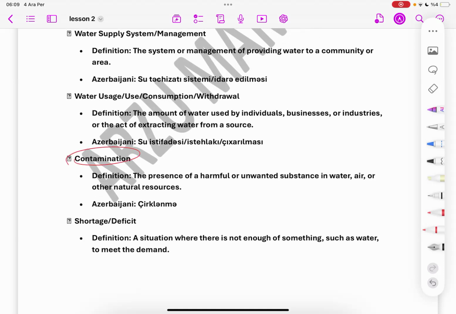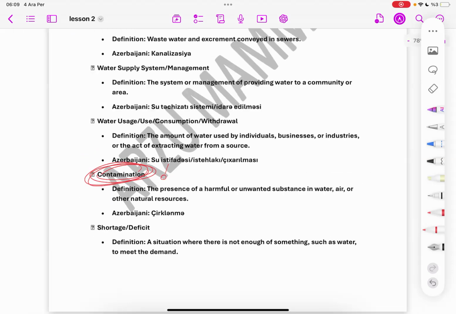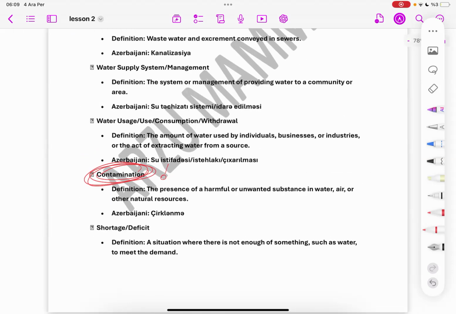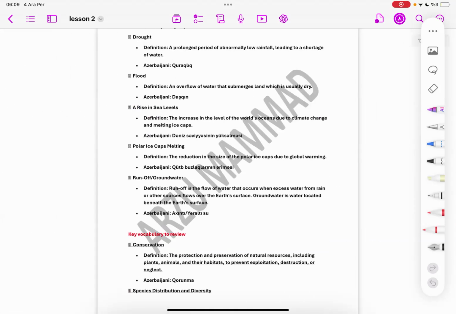Then contamination, we have already covered in our lesson one. It is pollution, contaminated, polluted. And we had one more word, I don't remember, so you can see it in our previous video. Contaminant, yes, contaminant and pollutant. They are the synonyms of each other. Shortage of something, deficit of something. A situation where there is not enough of something. The synonym of enough was sufficient. When something is insufficient, there is the shortage of it or deficit of it.